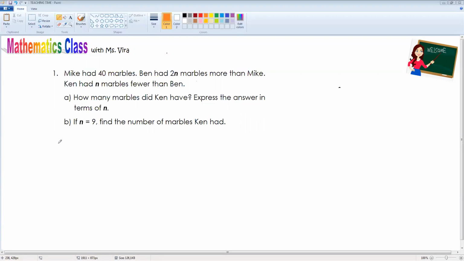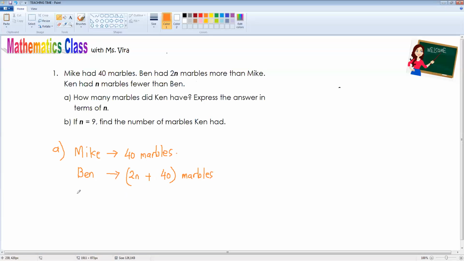Okay, so here to answer question A, we need to write Mike had 40 marbles. And then Ben had 2n marbles more than Mike. So here we write 2n plus 40 marbles.